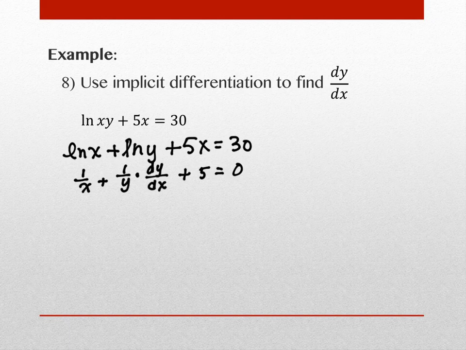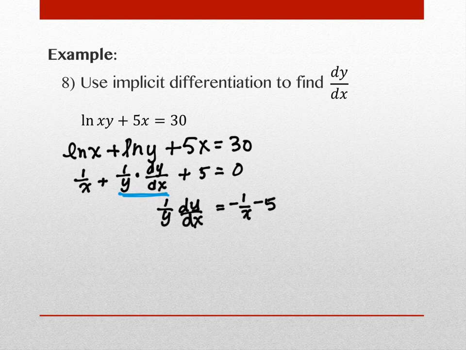So that means I need to get this piece right here alone. So either move it or move the other pieces. I'm going to move the other pieces and leave the dy/dx on the left. So I'm going to move my 1 over x to the right-hand side, so I have negative 1 over x. And I'm going to move my 5, so I have minus 5. So this is 1 over y dy/dx equals negative 1 over x minus 5.